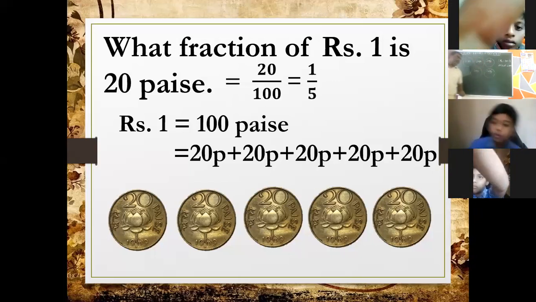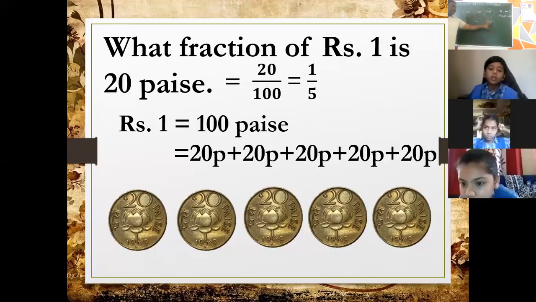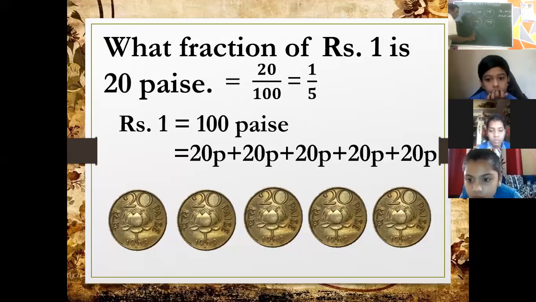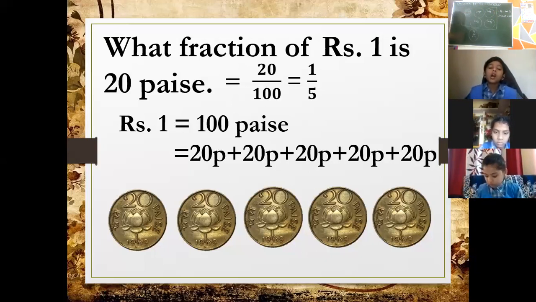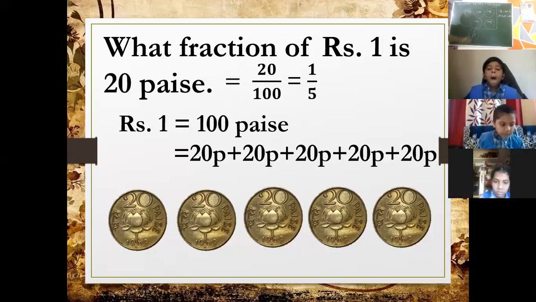20 into 5 is 100. So 5 times 20 paise will give 1 rupee. So 20 paise will be 1 by 5. So 1 rupee can be divided into 5 parts of 20 paise. 20 paise divided by 100 paise gives the fraction.